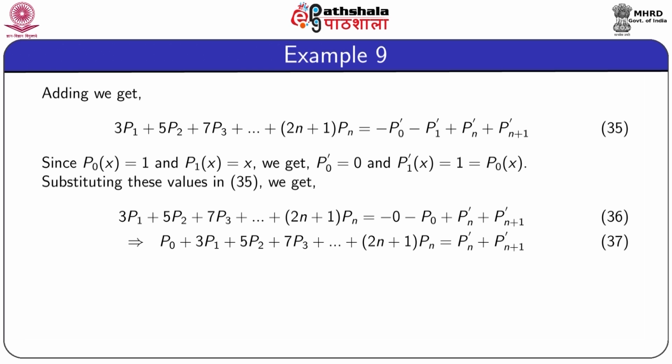If we rearrange the terms, we will get our desired result as p 0 plus 3 p 1 plus 5 p 2 plus 7 p 3 plus dot dot plus 2 n plus 1 p n is equal to p dash n plus p dash n plus 1.